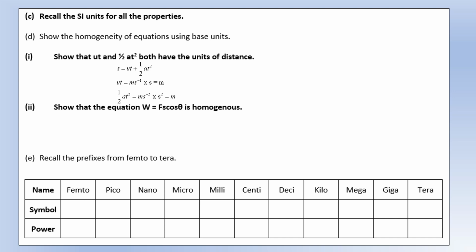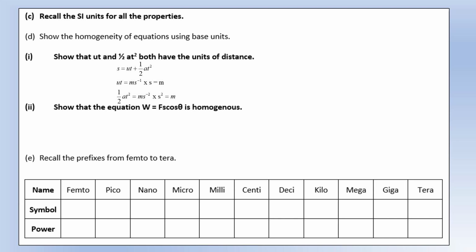So ut, fairly straightforwardly, u is a velocity, so as you know, meters per second. t has a second, so multiplying them together, you get meters. Half doesn't have any units. Acceleration is meters per second squared. Time squared is second squared, so that gives us meters as well. So they both have the unit of meters.